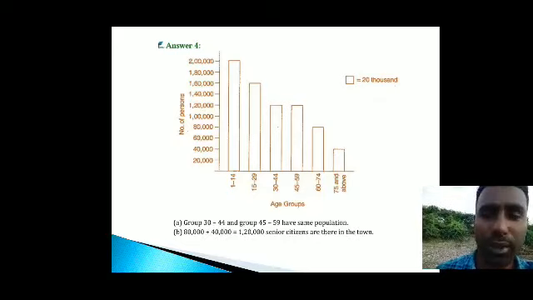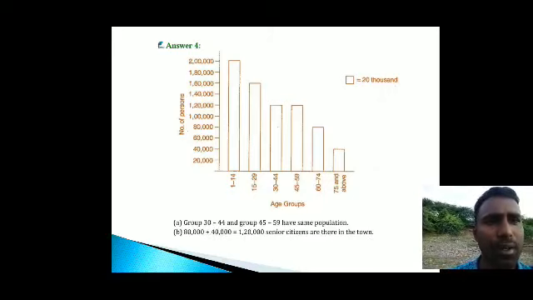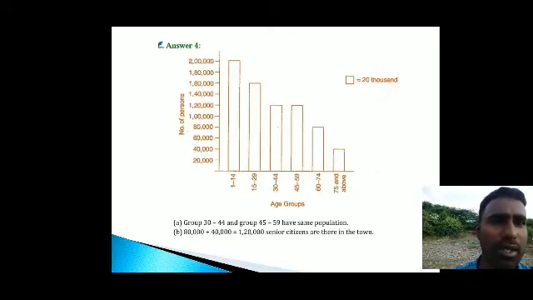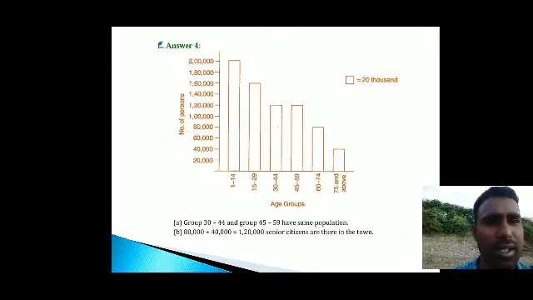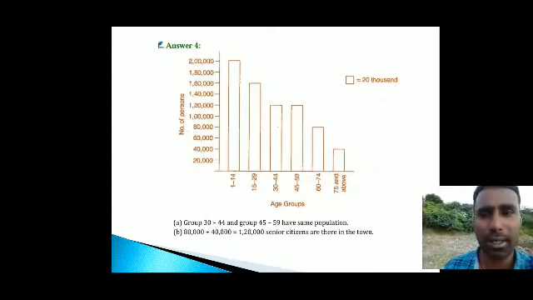Same way, 15 to 29, what is the given value? 1 lakh 60,000. And 30 to 44, 1 lakh 20,000 they given, you just mark it. 45 to 59, you can mark it the same way, 1 lakh 20,000. And 60 to 74, 80,000. 75 and above, you can write 40,000. So this kind you can mark in your graph note and make that bar.